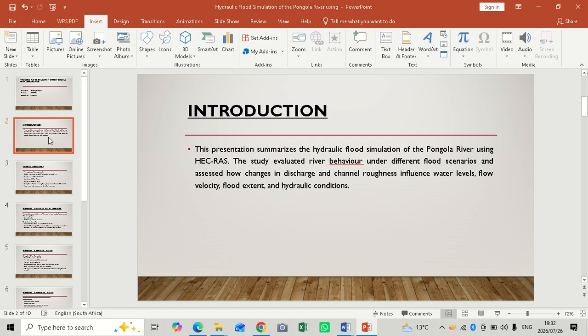Flooding is one of the most common natural disasters and can cause serious damage to people, infrastructure, and the environment. Engineers usually use hydraulic modeling to predict how a river will behave during flood events. In this project, HEC-RAS was used to simulate different flood scenarios in the PONGOLA River. The model helped us to understand changes in water levels, flow velocity, flood extent, and overall river performance during floods.